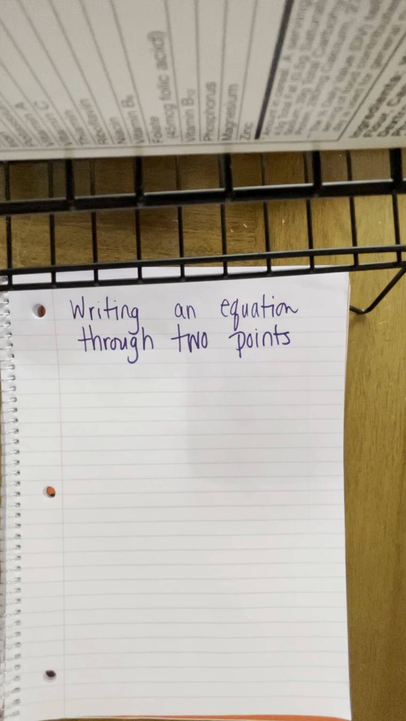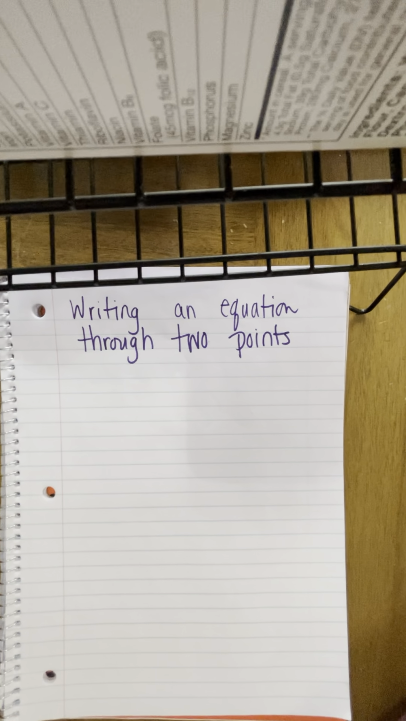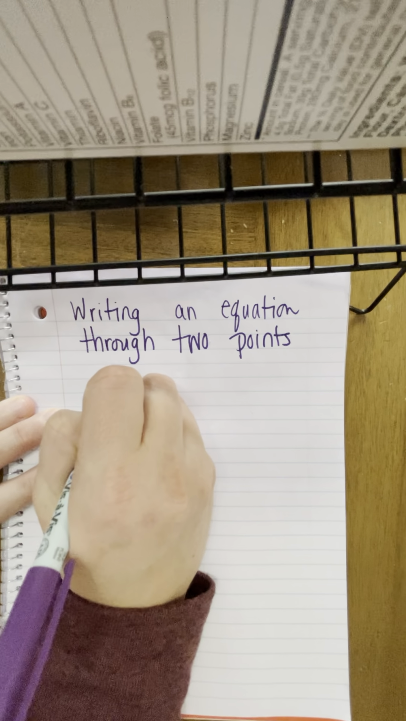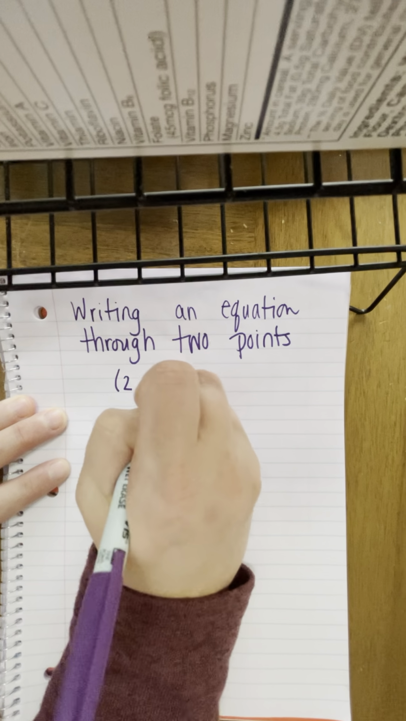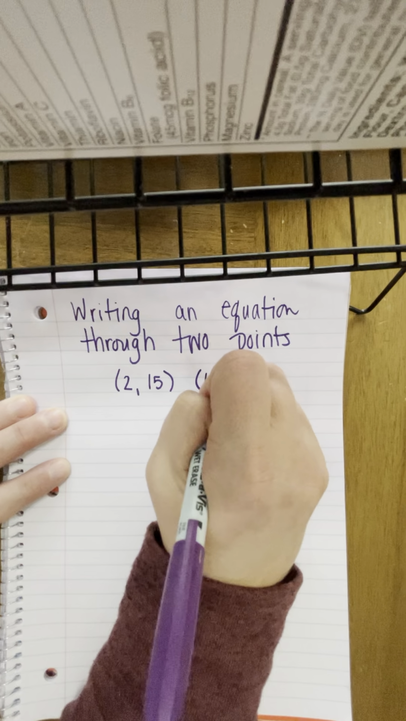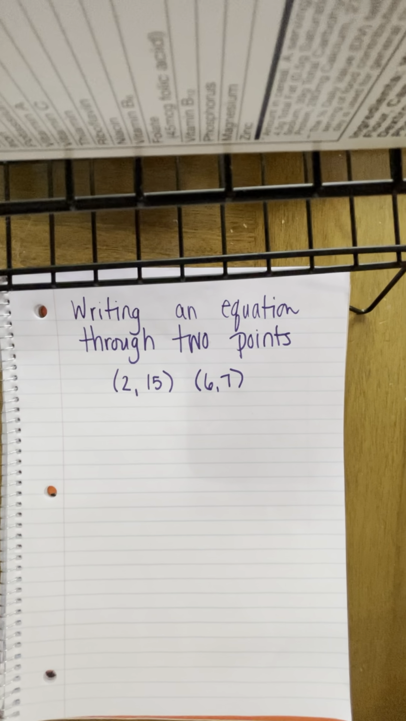Okay, so right now we are going to look at writing an equation through 2 points. There is a set of notes on Google Classroom that has this exact same thing written out on it, but we're going to do an example together. So the points we're going to look at are (2, 15) and (6, 7).